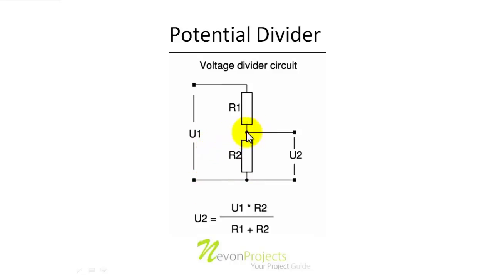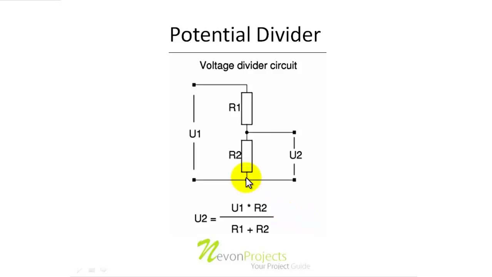So what we get between R1 and R2 is the divided potential. How to calculate this potential is very easy. We can use this simple formula: U2, that is the potential across R2, is equal to U1, that is the potential across R1 and ground, times the resistance we are measuring across, that is R2, upon the addition of both the resistors, R1 and R2. So the formula comes as U2 equals U1 into R2 upon R1 plus R2.